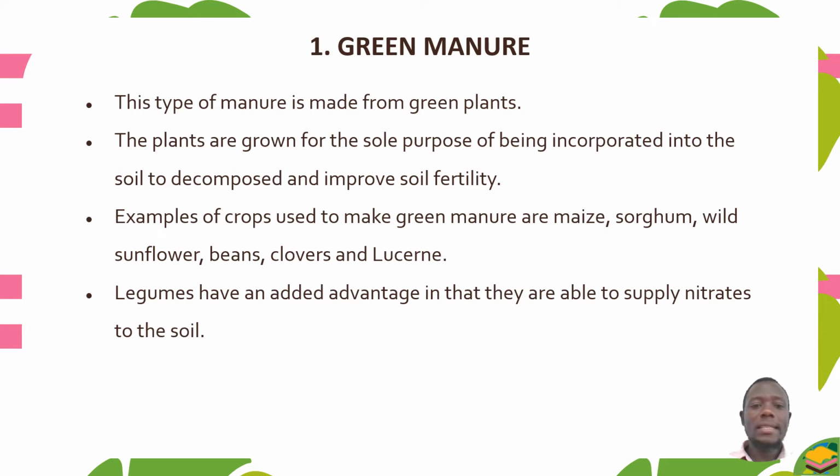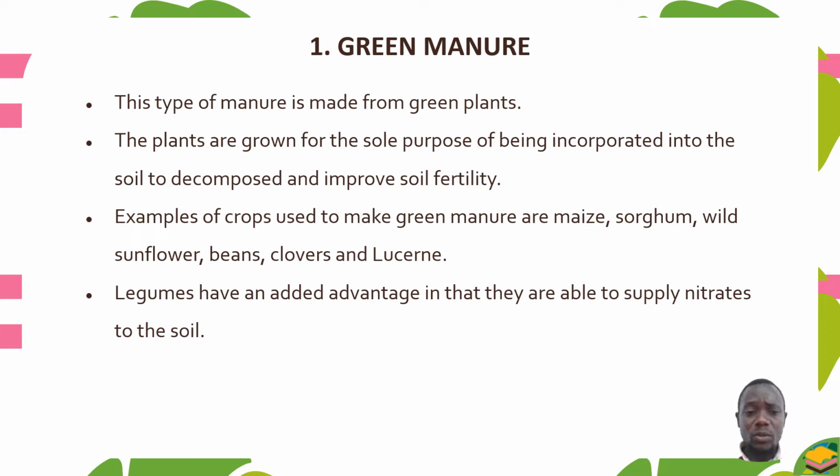So let's now look at green manure. This type of manure is made from green plants. Even the name can tell it is made from green plants. The plants are grown for the sole purpose of being incorporated in the soil to decompose and improve soil fertility. So the crops or the plants are grown, and the main purpose of growing these plants is that they should be added in the soil and buried in the soil so that they improve soil fertility.